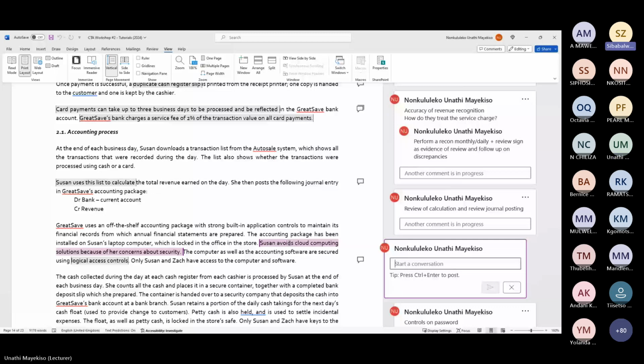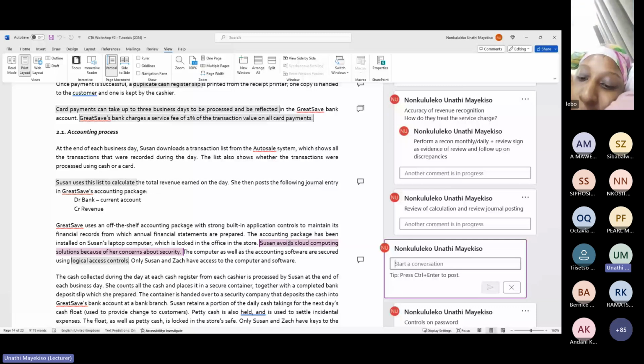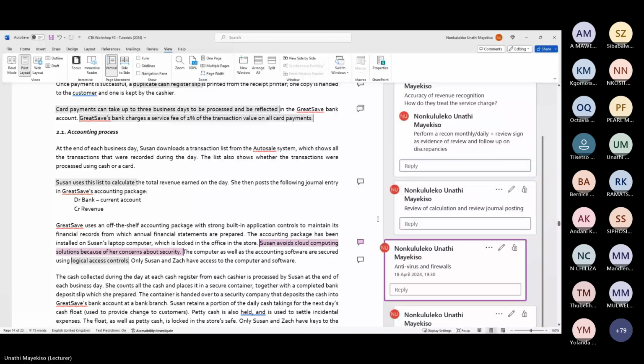Intrusion detection controls on the system. What detection, sorry? Intrusion detection controls on the system. So things like antivirus and firewall, right? Is to control the vulnerability of intrusions in the IT. Anything else?